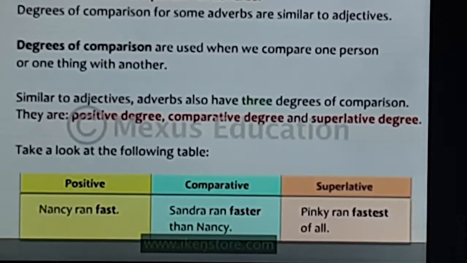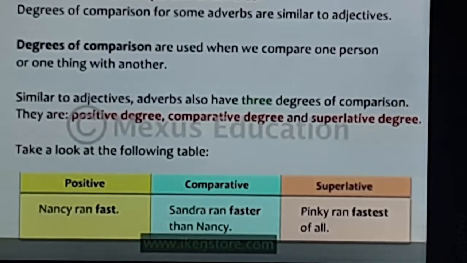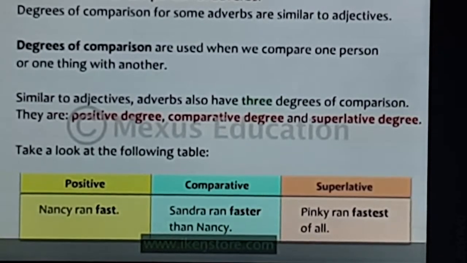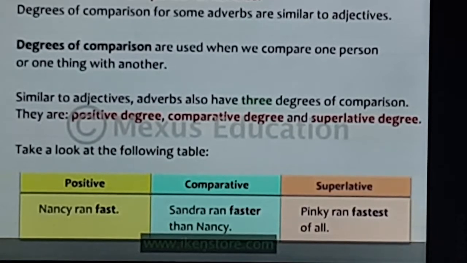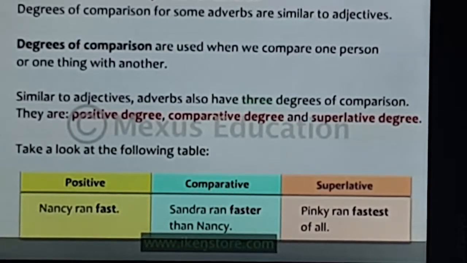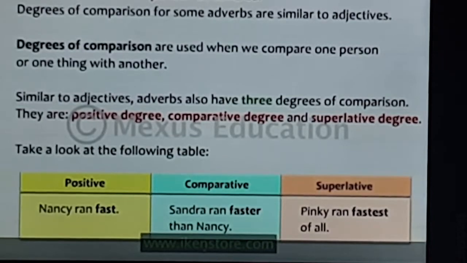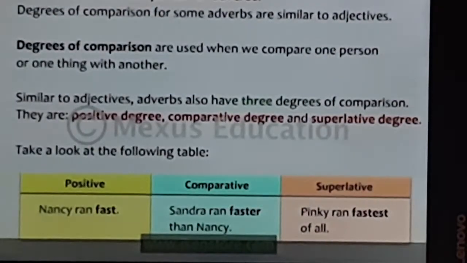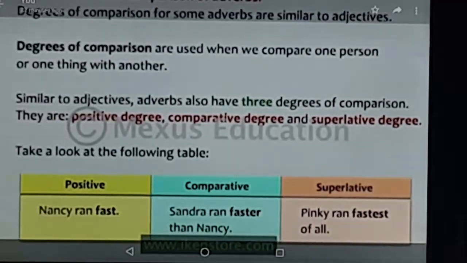Here again, I am stressing this thing. Don't confuse comparative degrees of adjectives with comparative degrees of adverbs. In adjectives, we talk about the qualities of the nouns, but here we talk about the actions of the nouns. So remember this part.